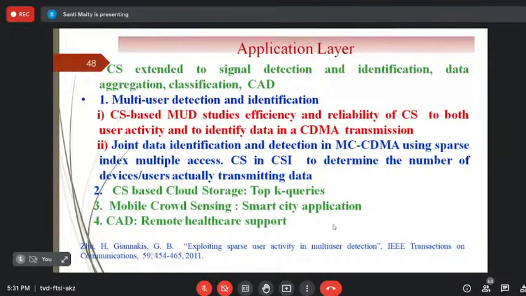People have gone that way, and that way it can provide the detection and identification. CS-based cloud storage, as I say, you can only put k number of queries, and only k number of queries can be essential to retrieve that back. So this is basically the application-specific layer, and I take two examples of remote healthcare support by CS-based IoT.